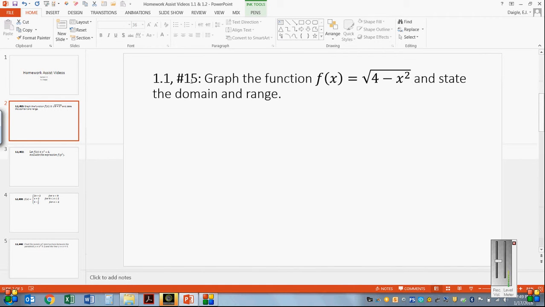Section 1.1, number 15. Graph the function f of x equals the square root of 4 minus x squared and state the domain and range. So first off with this one, I can see that there are some numbers that I'm concerned about here, things that I might not want to put into this particular value. So let me go to slideshow here first.